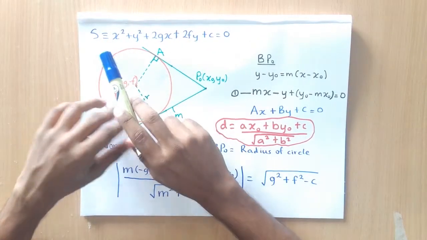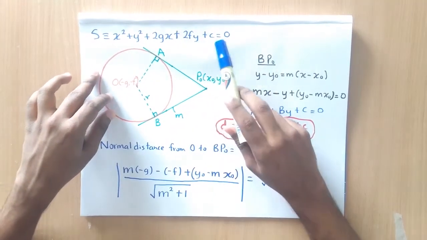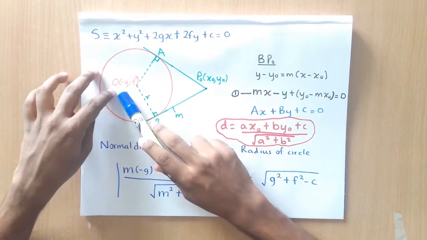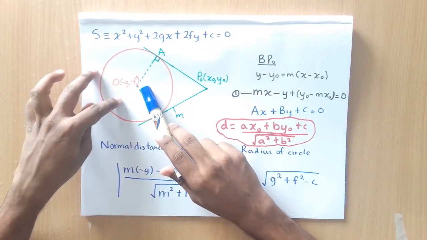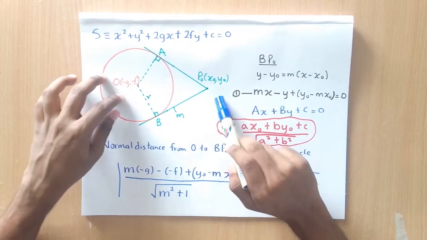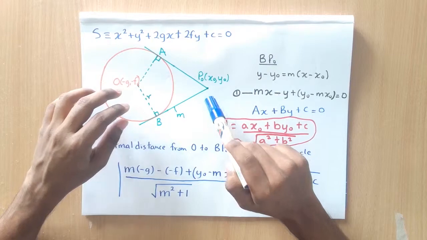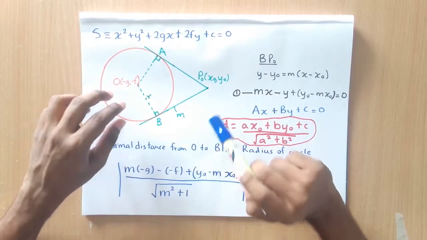Here we are given a standard circle x squared plus y squared plus 2gx plus 2fy plus c equals 0, with center O(-g, -f) and a point P0(x0, y0) lying outside this circle. We need to find the equation of the tangents that are drawn from P0 to this circle.